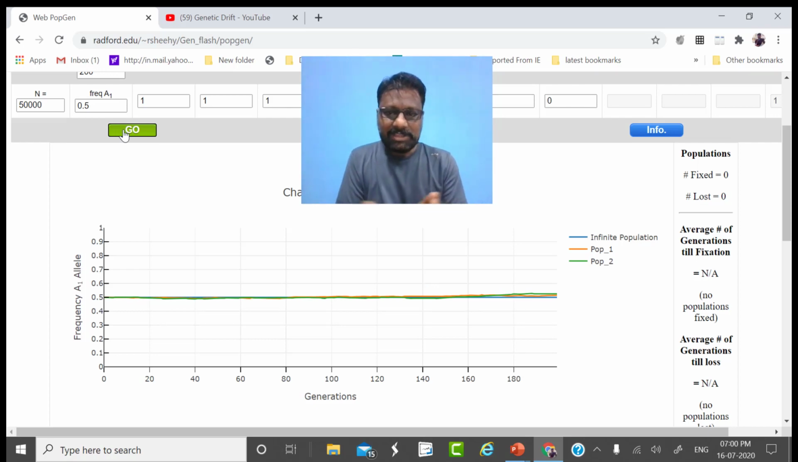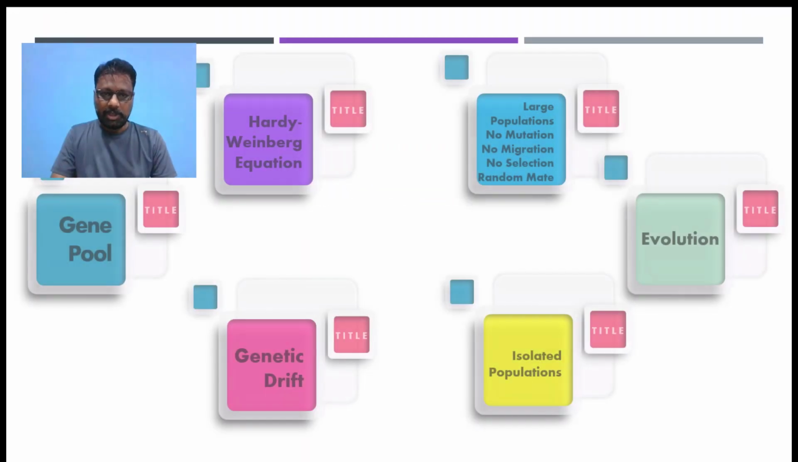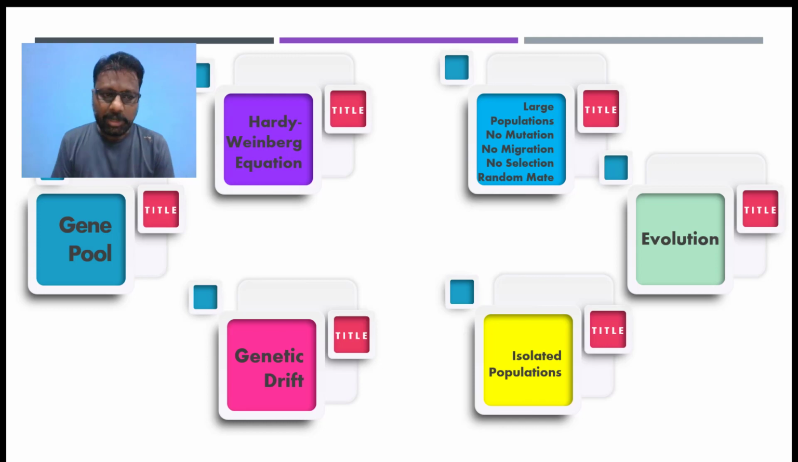So when the size of the population is increasing, the allelic frequency drift is decreasing. That is why genetic drift operates in almost all populations, but basically it affects only the smaller populations. Now we will see, when we talk about evolution, these are the things which we notice.